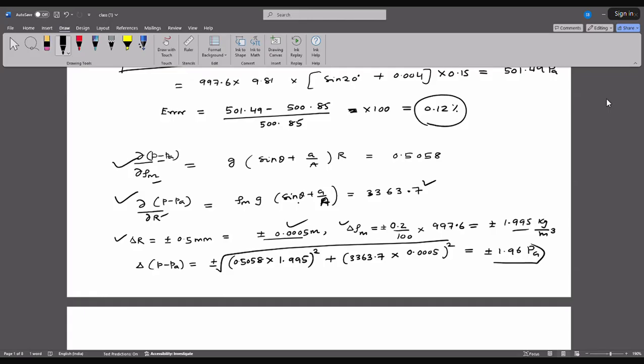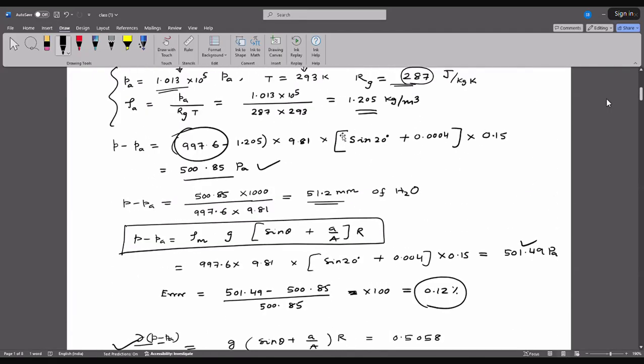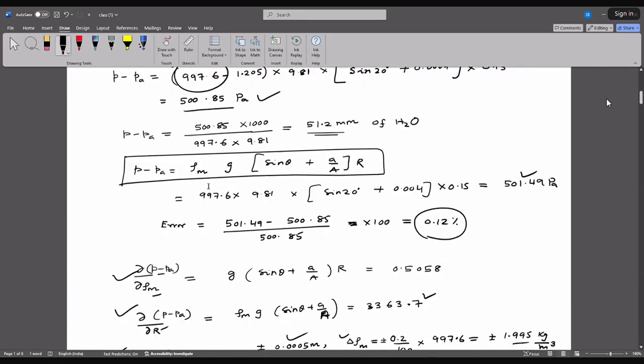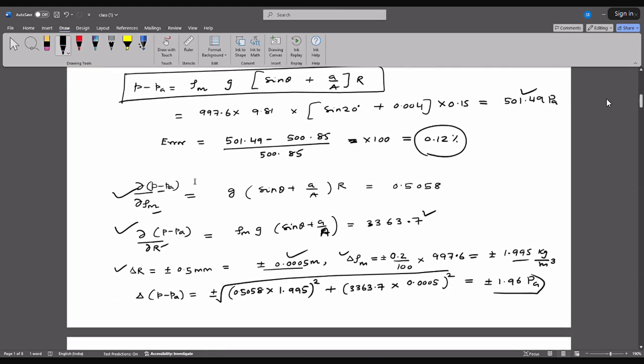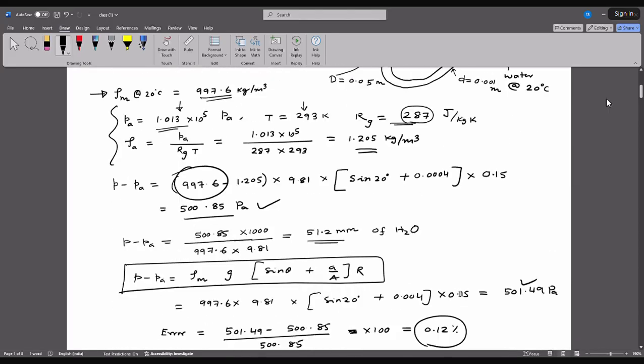So you have not only found the differential pressure, you have also found, given that the manometer reading has some error and some uncertainty, and the manometric liquid density has some uncertainty, what is the total uncertainty in the value of the differential pressure that is measured.